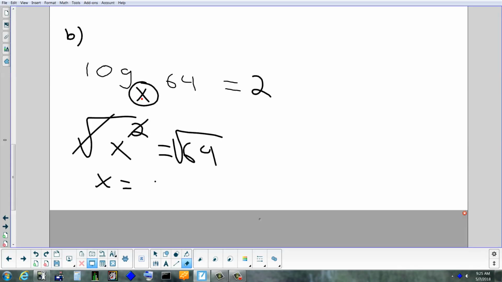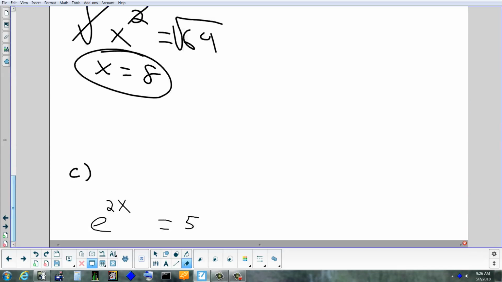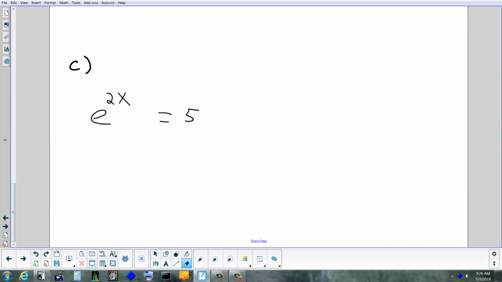So don't write positive or negative 8. It's just positive 8. Okay, so that's an example solving where the variable was in the base. We did the argument. Let's try one like this. So what's a little different about this one is now it's an exponential equation. So we always start out by changing it to the other form and then go from there and see what happens.